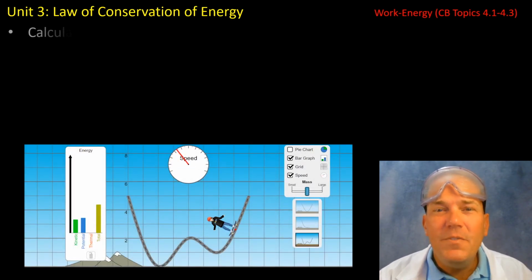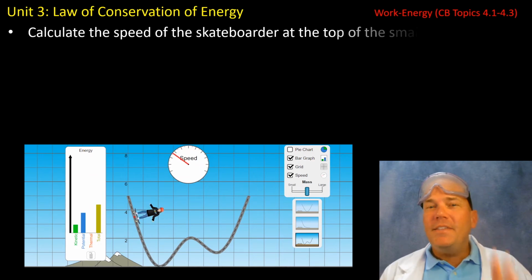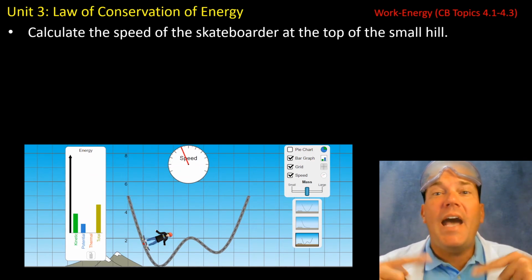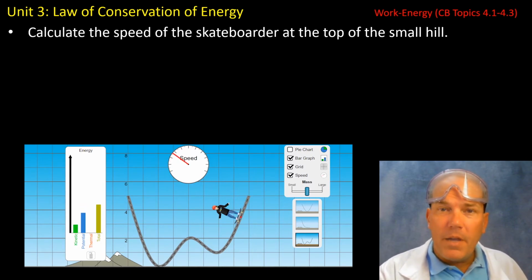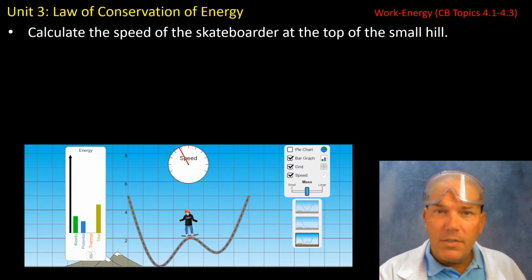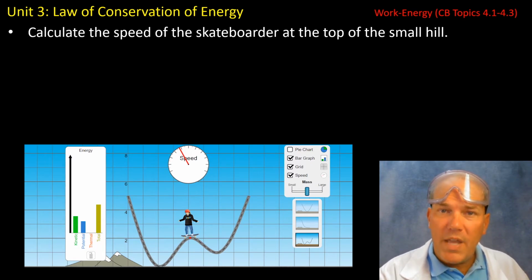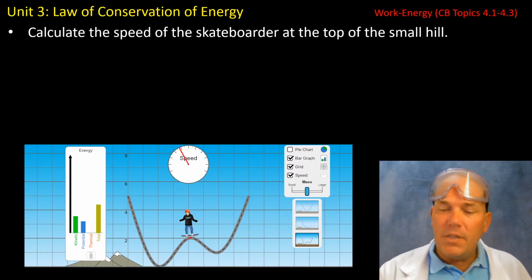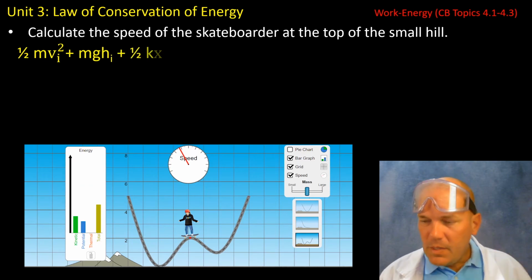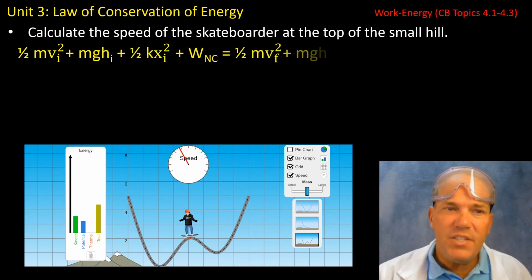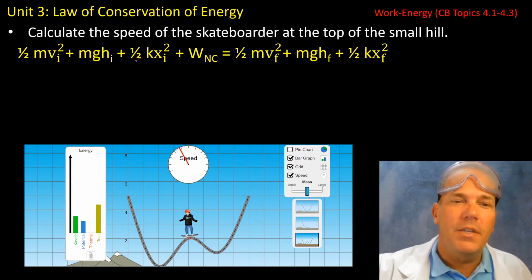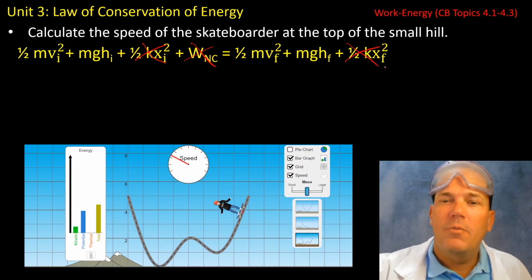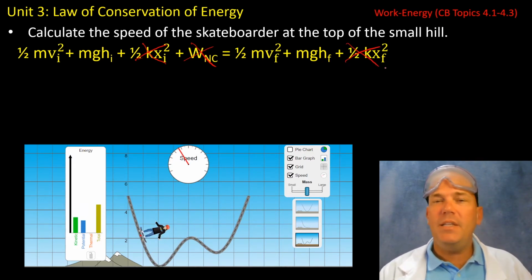Now look at this new video clip. Let's calculate the speed of the skateboarder at the top of this small hill. Take a moment, look at the bar graphs, note the total mechanical energy is constant, note there are no non-conservative forces, so we're dealing with a situation in which we could potentially have kinetic energy or gravitational potential energy. There's no spring, there's no friction, and so we're left with this possibility.